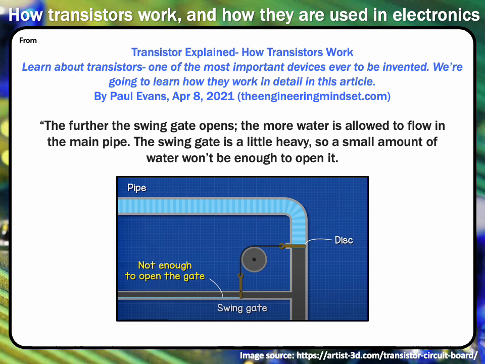If there isn't enough water flowing, not enough water pressure, voltage, it just won't push open the gate. It hasn't reached a certain minimum threshold, and so that won't be enough to pull the disc out of the way, out of the main pipe. Nothing will happen.